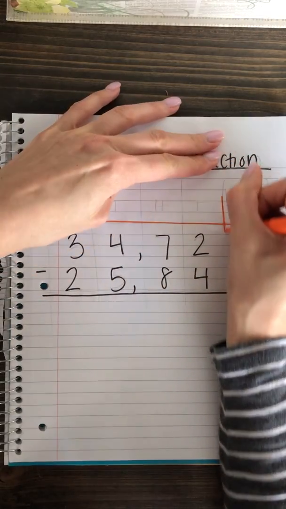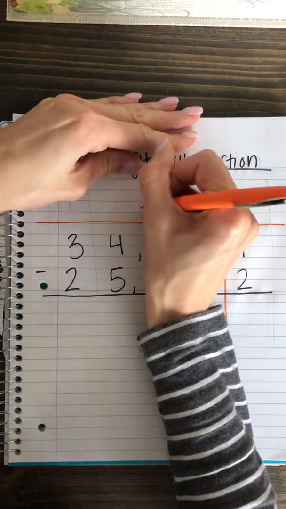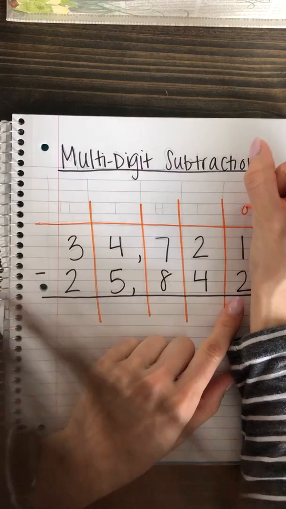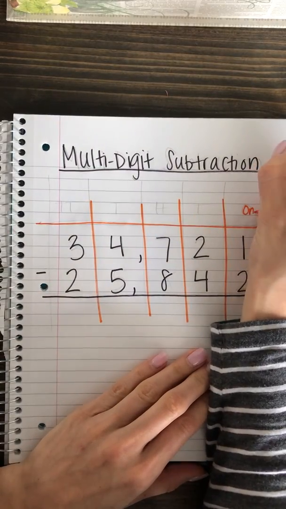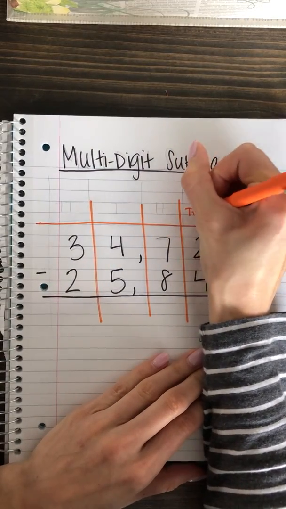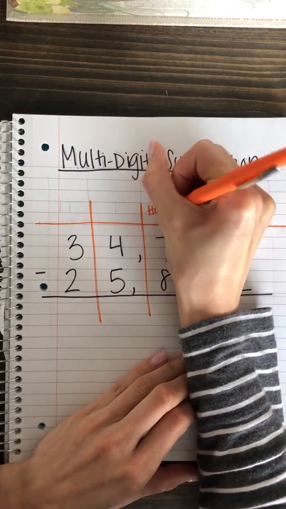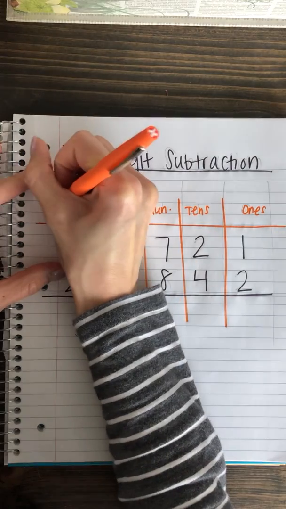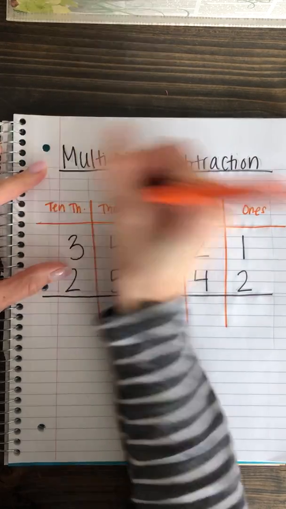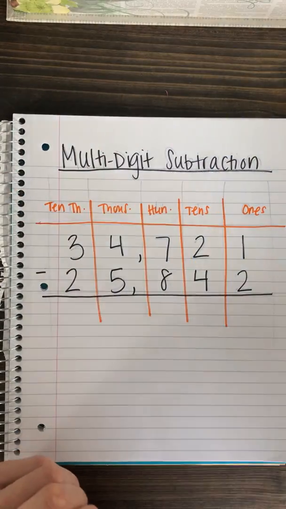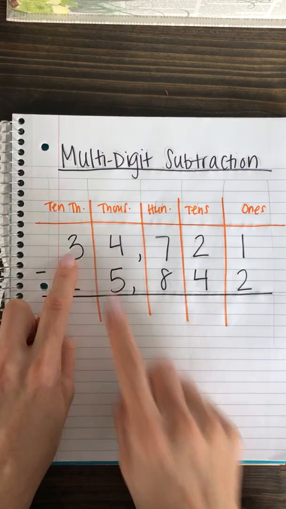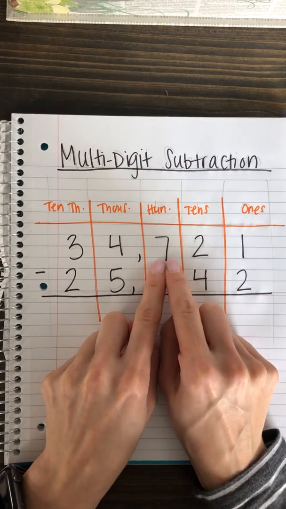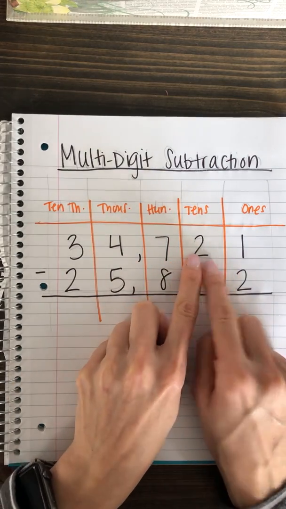If we were to put these numbers into a place value chart, this would be the ones place, tens, hundreds, thousands, 10,000s, okay? So this isn't just a 3, this is a 30,000. This isn't just a 4, this is a 4,000. This isn't just a 7, it's a 700. This is 20 and this is 1.